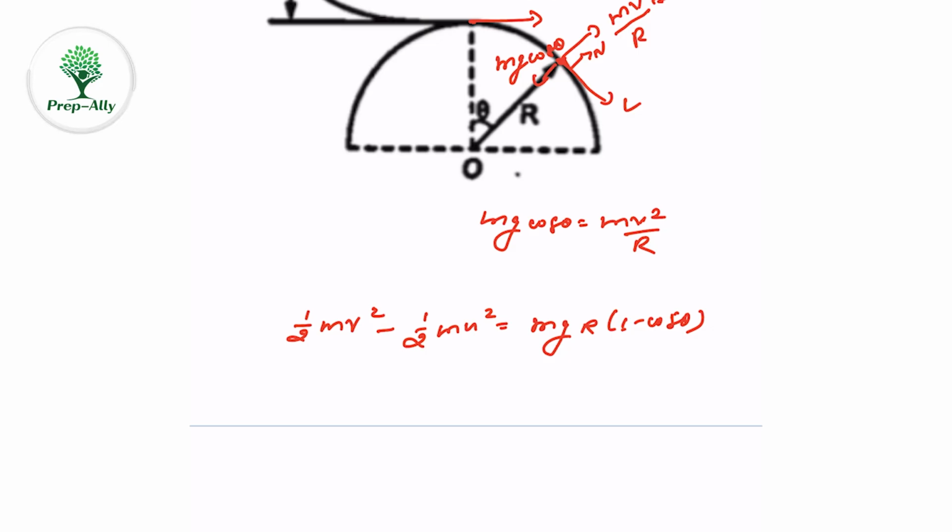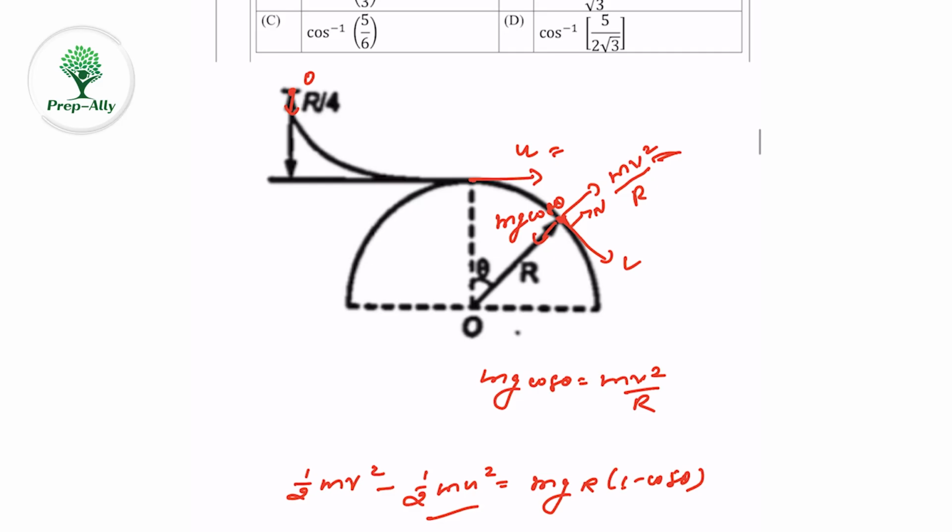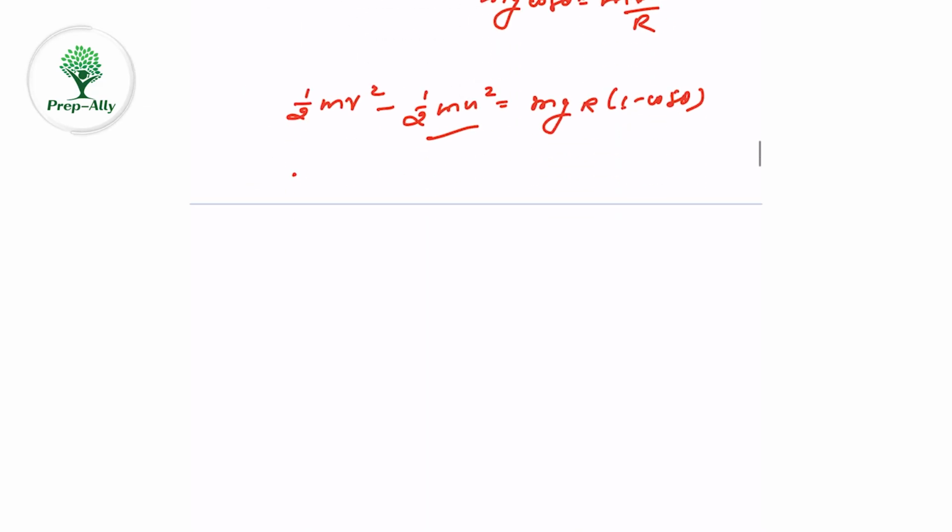So we got velocity final, but it is related with initial velocity. Now initial velocity is also not given, but it is coming from a height of r by 4. So if it comes down by a height of r by 4, initial velocity is 0 and final velocity is u. So we'll say again, half mu square minus 0 is equal to mgr by 4.